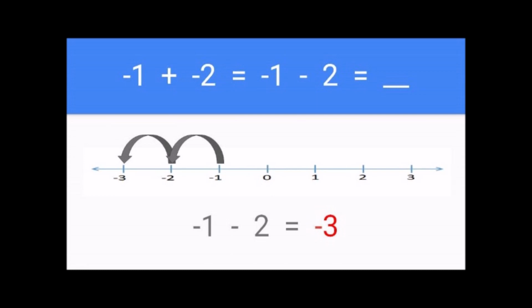Now let's look at negative 1 plus negative 2. So that's negative 1 minus 2. So you go to negative 1, you move to the left, negative 2. So you have to move 2 more steps to the left and you end up at negative 3. So when you add negative numbers, you end up with a negative number.